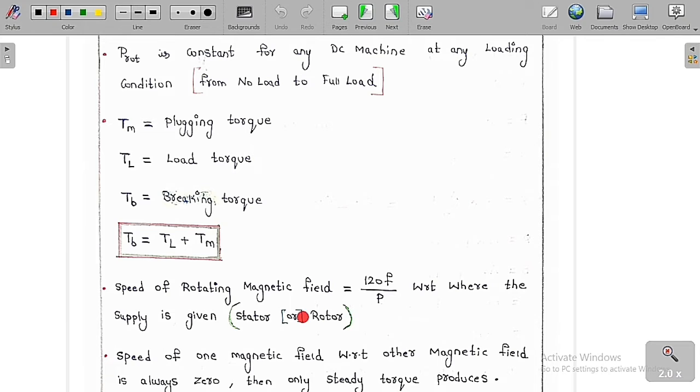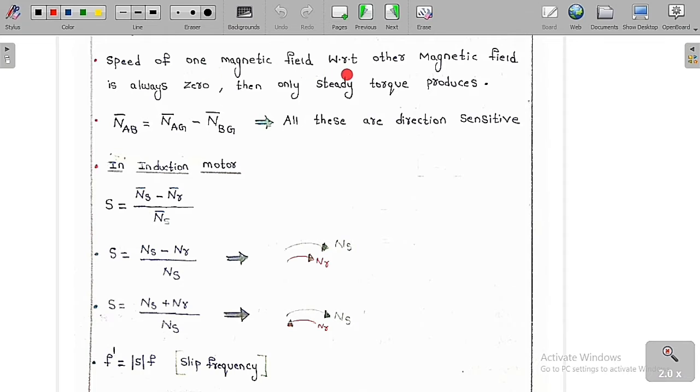So if you give supply to the stator, then definitely we can say that the speed of the rotating magnetic field is with respect to the stator. Suppose you give supply on the rotor, then the speed of the magnetic field with respect to the rotor is 120 f by P. So simply we can say that the speed of the rotating magnetic field is equal to 120 f by P with respect to where the supply is given, either on the stator or on the rotor.